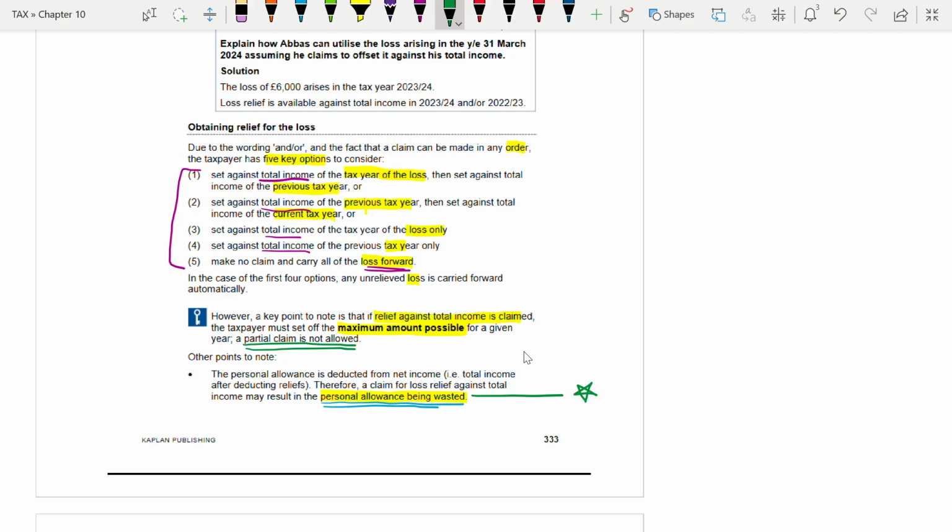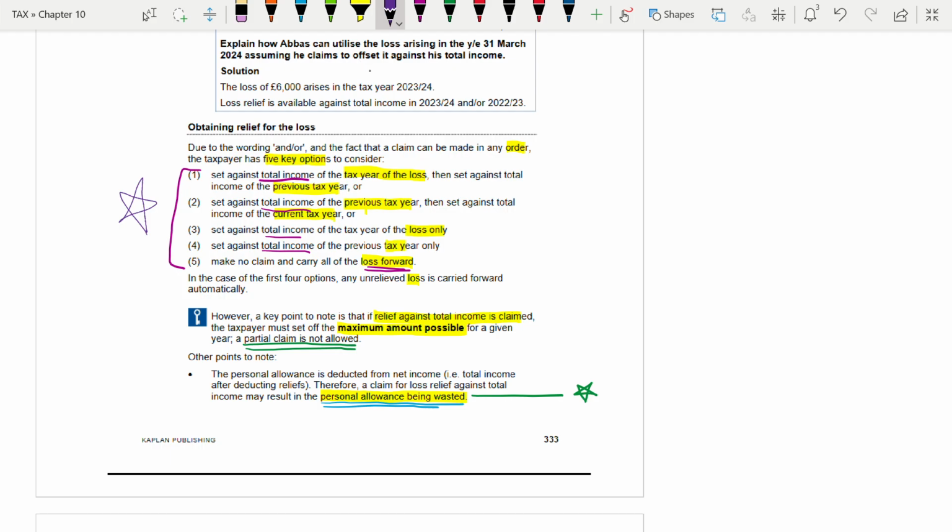It is there on page number 333. In which one? Here it is. Is it right? Five key options. Due to wording and the fact claim can be made in any order, the taxpayer has 5 key options to consider. Set against total income of the tax in the same year.